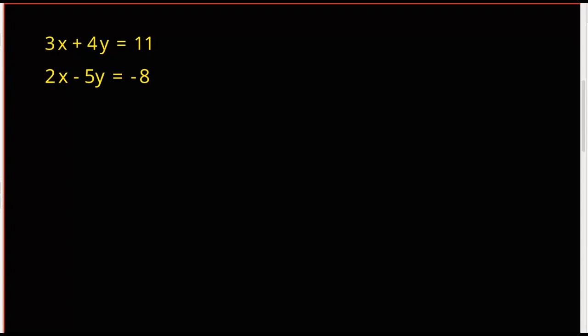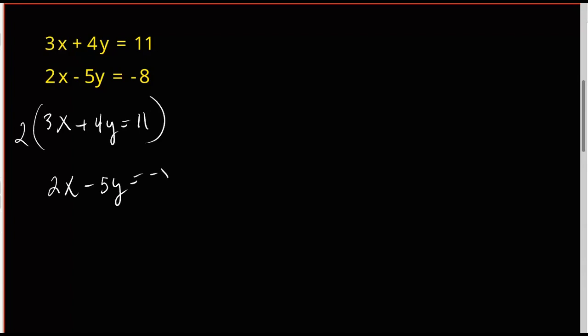So I know that my x's, I can make them both equal to 6, one a positive 6 and one a negative 6. So what I'm going to do is take the first equation, 3x plus 4y equals 11, and multiply this times 2. Okay, and then the second equation, to make it equal to 6, 2x minus 5y equals negative 8, I'm going to multiply this times a negative 3.